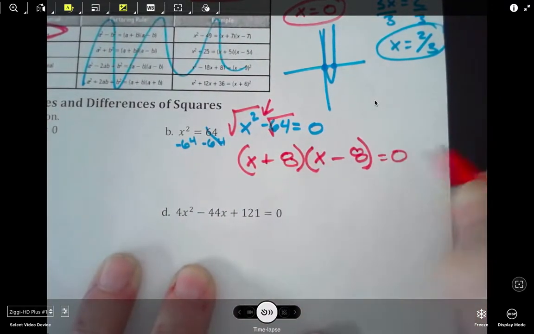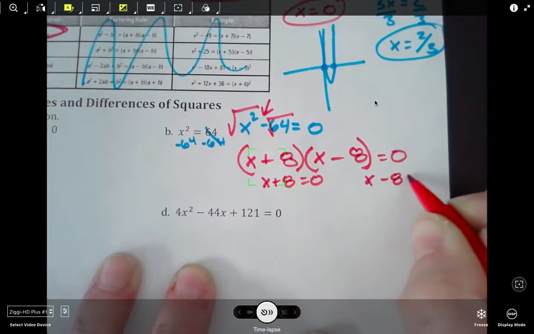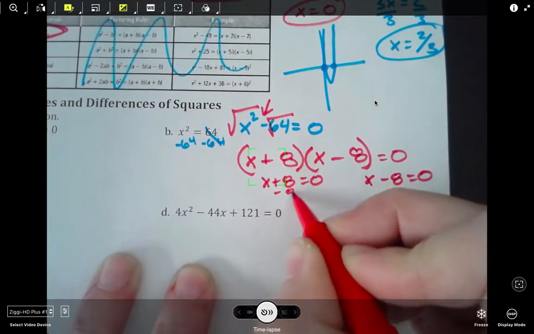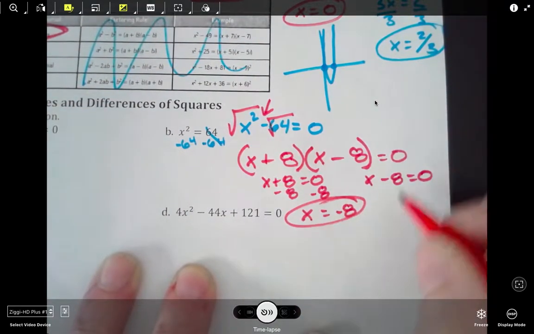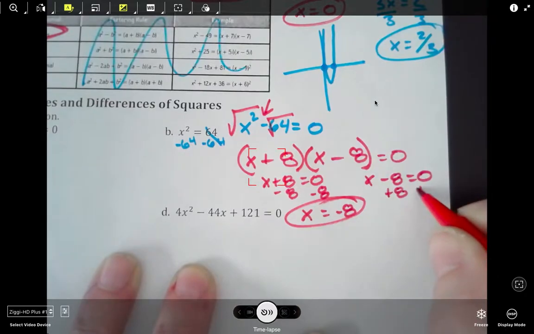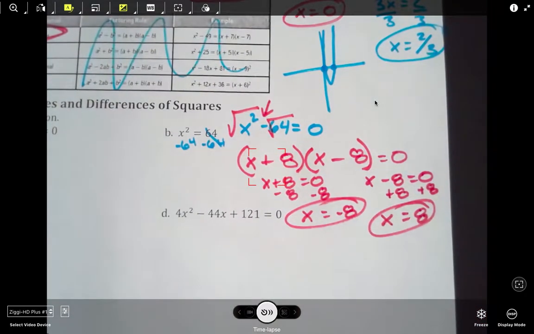Now, I set both of those equal to 0. So x plus 8 equals 0, and x minus 8 equals 0. I subtract 8, so x is negative 8. And I add 8, so x is positive 8. So x is plus or minus 8.